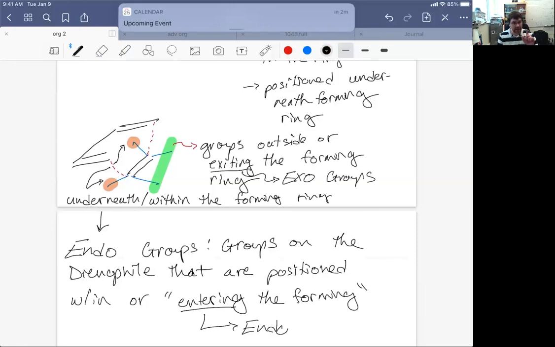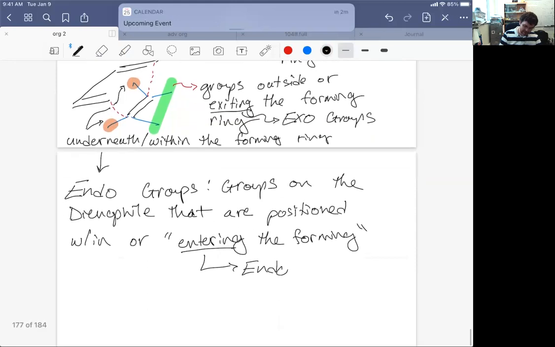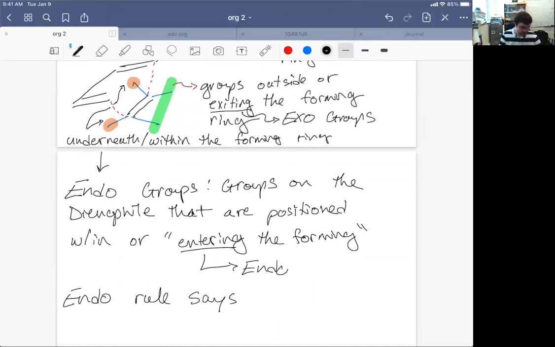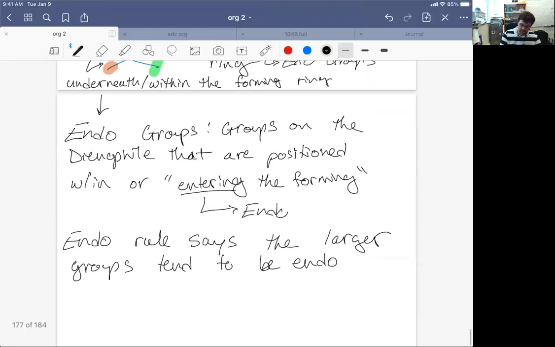Now, this is only on the dienophile. This is only on the monoalkene system. And we say that on this monoalkene system, there are both endo groups and exo groups. Now, the Endo Rule, I'm going to restate with this context. The Endo Rule says the larger groups tend to be endo in a DA reaction.